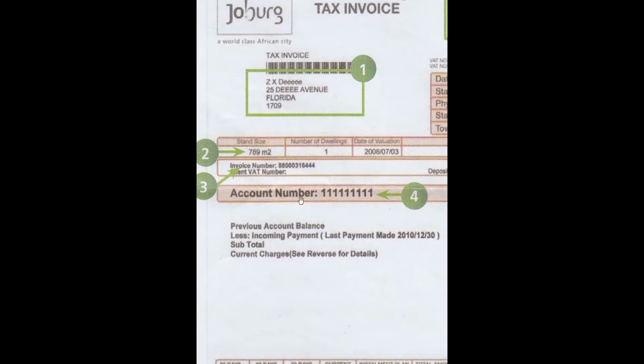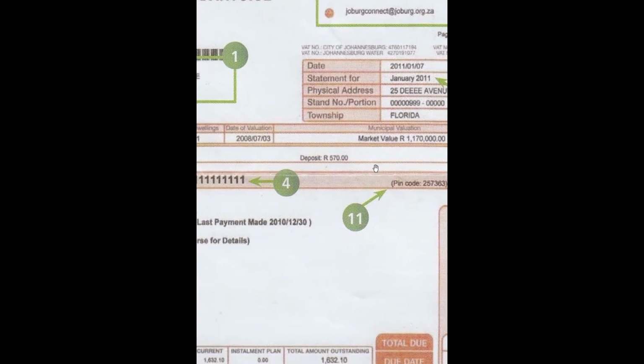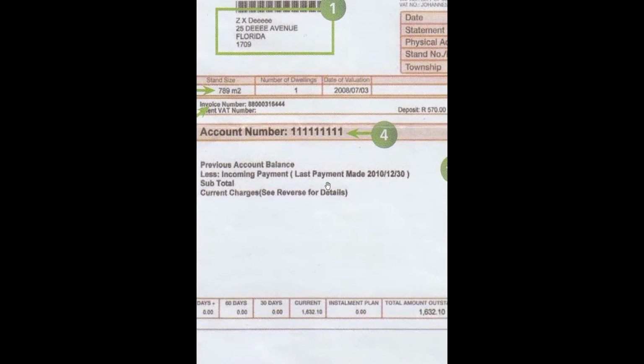Okay. We've got an invoice number, client VAT number, and the deposit, 570 Rand, needed to be paid. They will display your account number here again, right? And then we've got these items here: previous account balance, less the incoming payment, subtotal, and current charges.